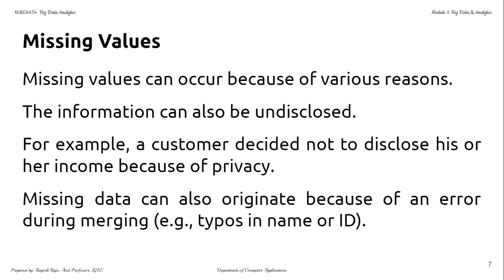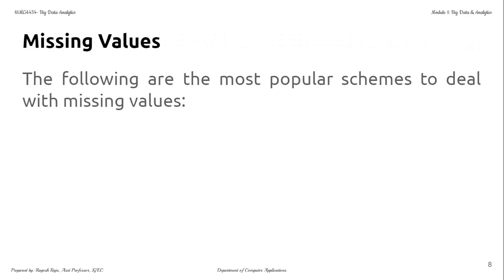Missing data can also originate because of multiple reasons. It may be an error which can happen due to merging, or it can be an error when we transmit the data from one point to another. It can be a typing mistake in the name or any other data. So multiple reasons can be there for values missing from this data. Okay, so there are different schemes to deal with this missing data. Mainly there are three types.